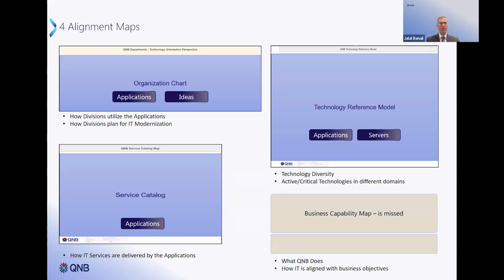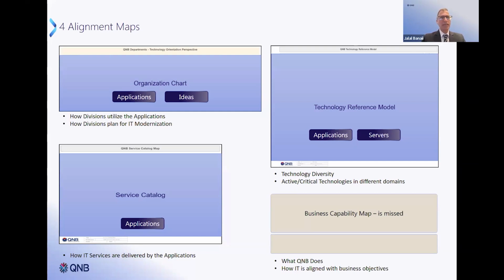This one is mostly talking about the alignment maps. We decided to go with four maps to understand the whole context better for scenarios like making decisions on technology transformational involvement. The first map's essence is the organization chart. We have a one-layer organization chart, which is level 0 and the division level, and we map the applications and the ideas to that level. By this map, we understand how these applications are supporting different divisions or different parts of the organization.